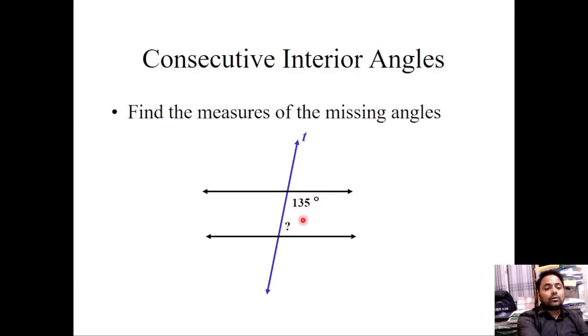This is the example of consecutive interior angles, and you can see 135 degrees plus this angle lie on one side of the transversal line. So this will be equal to 180 minus 135, and the result will be 45. So here 45 degrees is the value of the unknown.